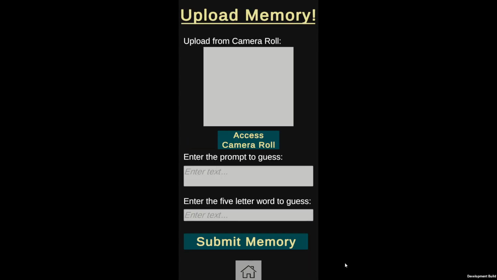So adding questions, you upload from your camera roll. And then you can also enter the prompt to guess and then enter the 5-letter word to guess. And that will be saved on the person's computer or phone, wherever they do that. So yeah, the prompt is going to be kind of like a hint for them to get the word. The upload from camera roll will show you the picture of what they're trying to guess, and then the 5-letter word to guess is going to be the answer that they have to submit.